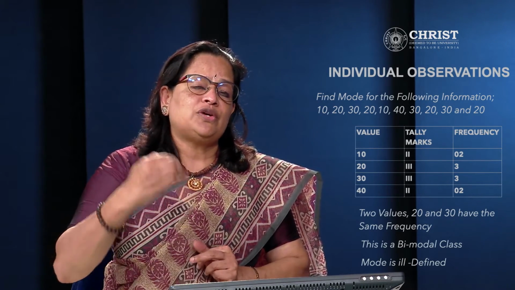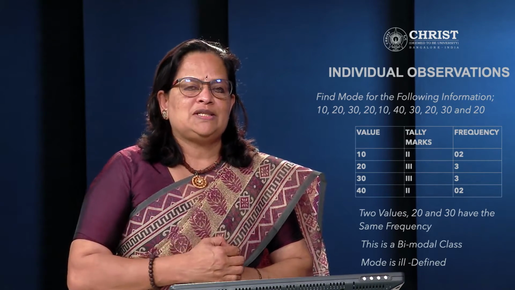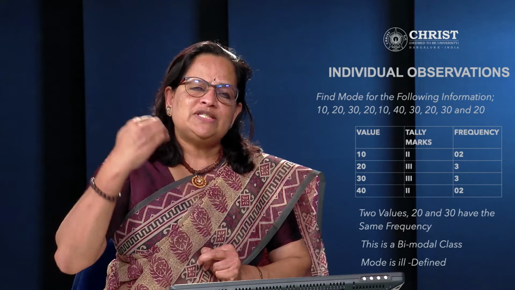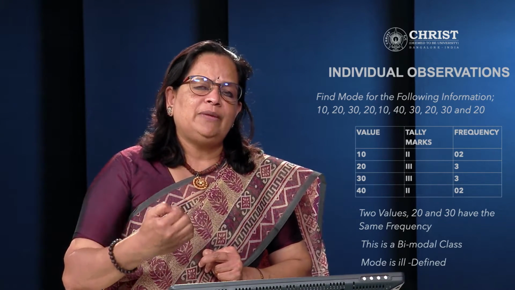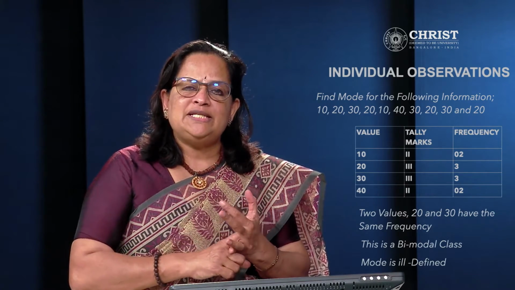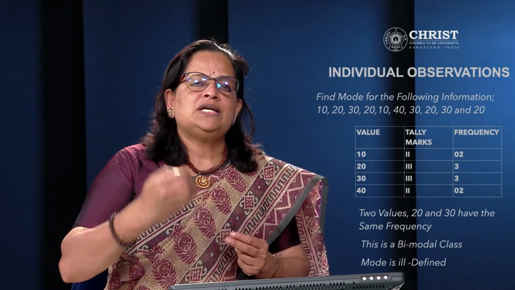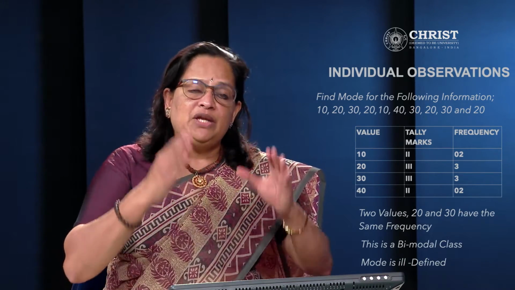There is no equation for calculating mode in the case of individual observations with a bimodal class. Whereas for continuous series, we have a separate equation for computing mode if it is a bimodal class. For individual and discrete series, it is not possible. So for individual observations, if it is a bimodal class, mode is ill-defined. But in a unimodal class, if the highest frequency is for one value, we can say that this is the mode of the distribution. So this is what I wanted to explain with this module. Thank you.